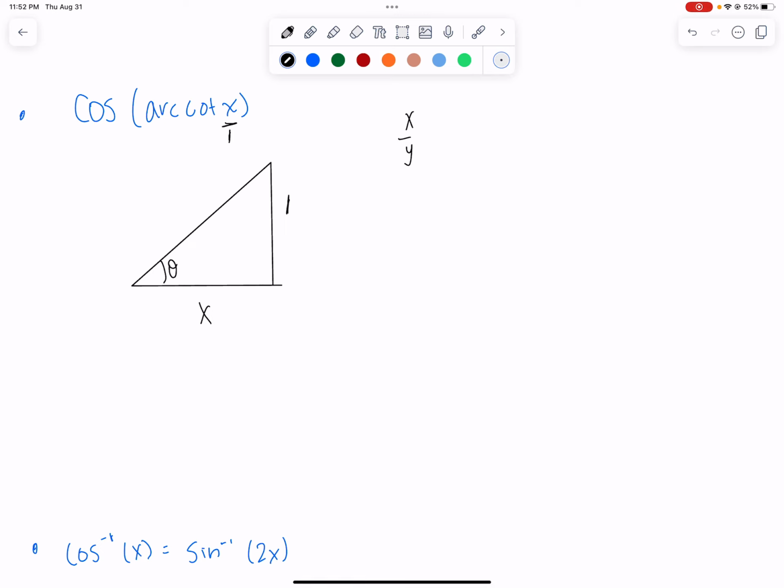And then if I want cosine, remember that cosine is essentially adjacent over hypotenuse, except I don't have my hypotenuse yet, so I have to figure out what that is using good old Pythagorean theorem. So x squared plus 1 squared is equal to c squared. x squared plus 1 is equal to c squared, and c is equal to the square root of x squared plus 1.